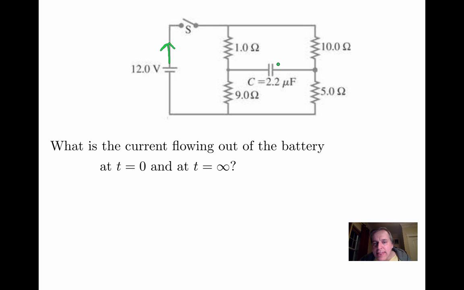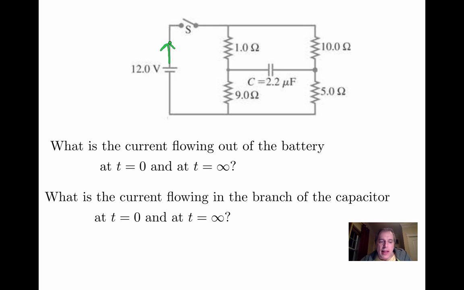The key point is that at t equals 0, remember this capacitor was initially uncharged. So at t equals 0 for this circuit, you can replace this part here, this capacitor, by a wire. And then you can find the current here by combining resistors. At t equals infinity, this capacitor is fully charged and it will block all currents. So you can remove this branch here and you can calculate again the current flowing out of the battery, which would be a different value.